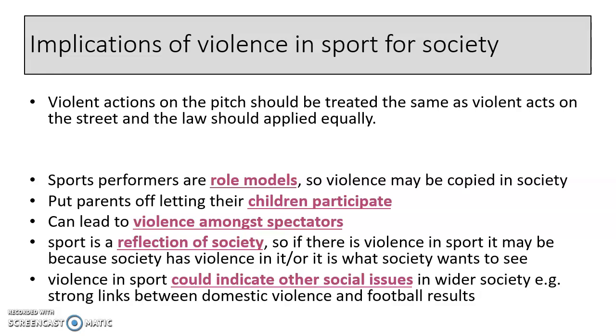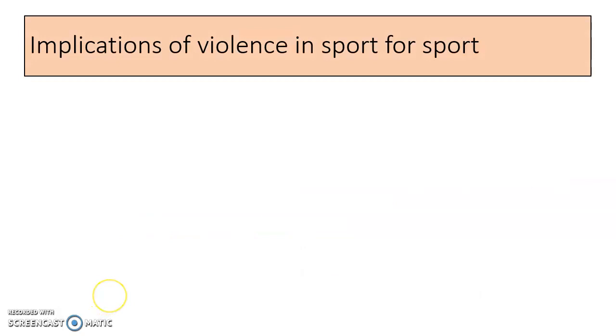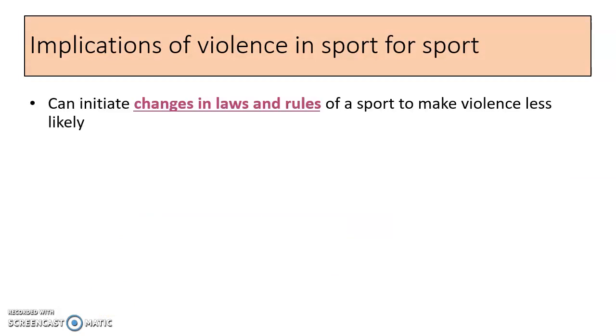So, does violence in sport indicate there are wider issues in our society? Now we're going to look at the implications of violence in sport for sport itself. It can bring about changes in laws, changes in the rules of a sport to make violence less likely. Sport can receive a bad name, or a bad profile, as a result of violence.